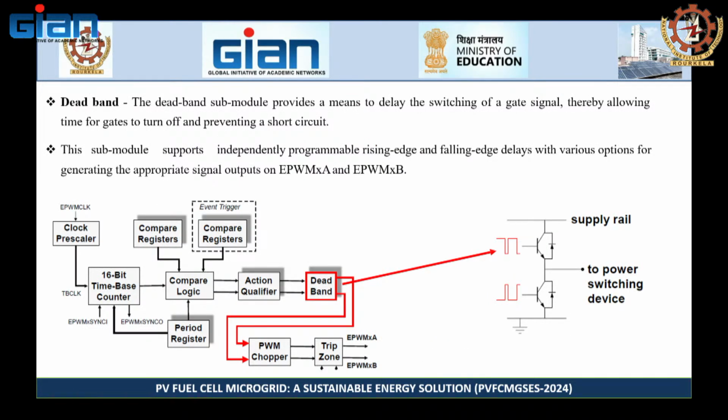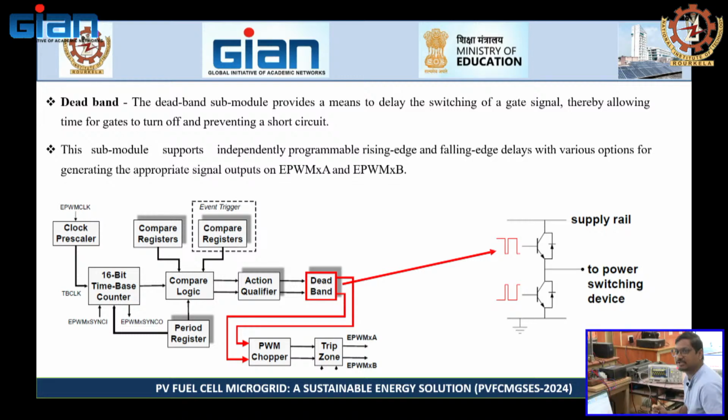So why do we require this deadband? In case of inverter modules, we have two switches in one leg. If there is no gap between the two pulses, there may be a chance that the turn-on and turn-off times of the two switches are the same, and due to that there may be a short circuit of the DC bus. That would be a failure of our power converter. To avoid that, we need deadband between the two switches of the same leg.